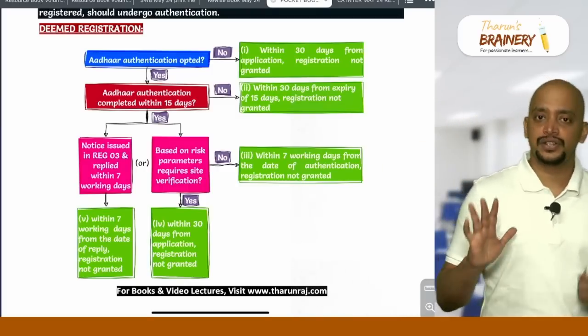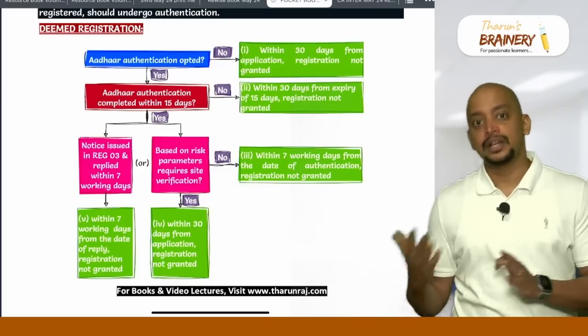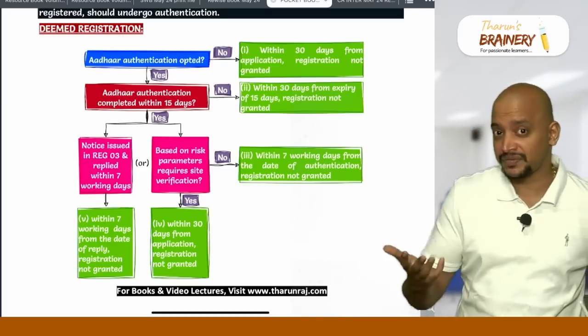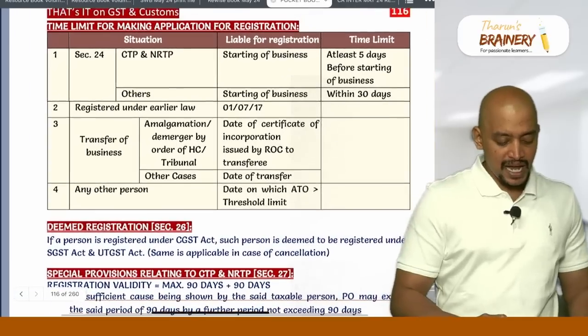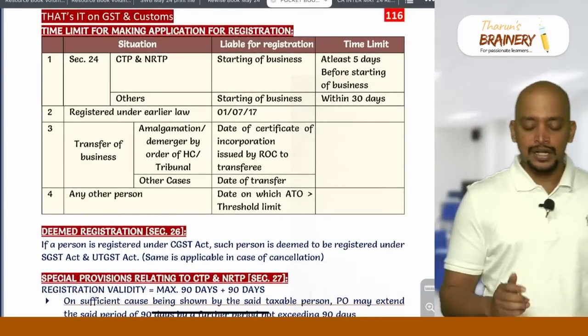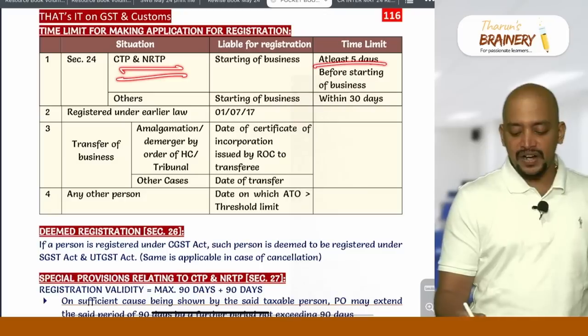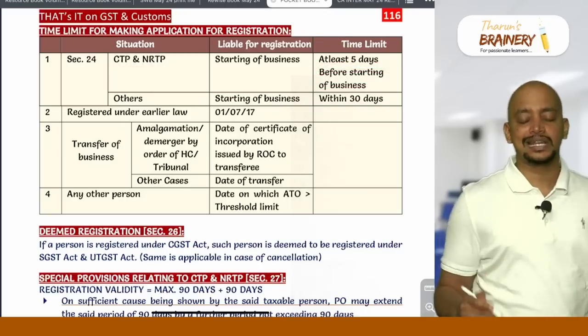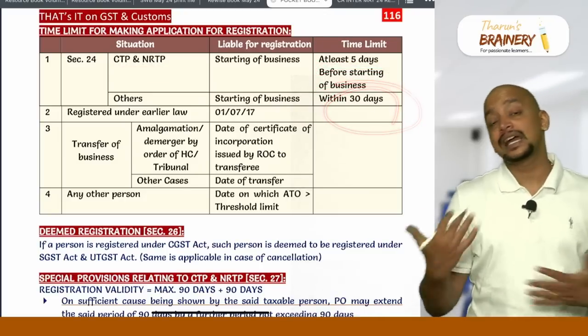Here deemed registration means they cannot reject the application. It does not mean we get the registration certificate and all. So then next we have time limit for making application for registration. Section 24, CTP NRTP, at least 5 days before commencement of business. In all other cases, within 30 days from the date they are liable to get registered.